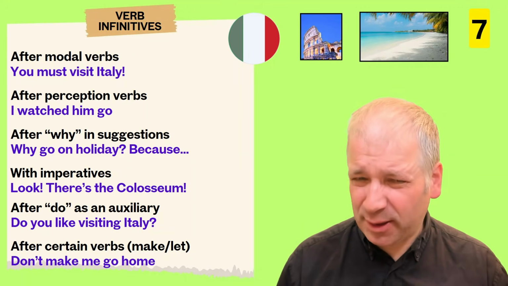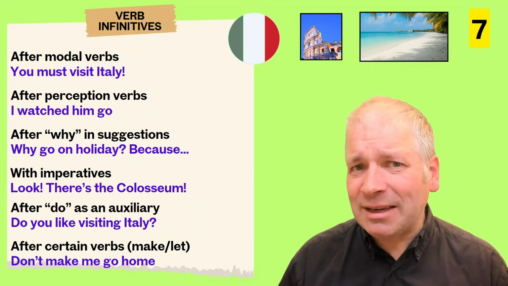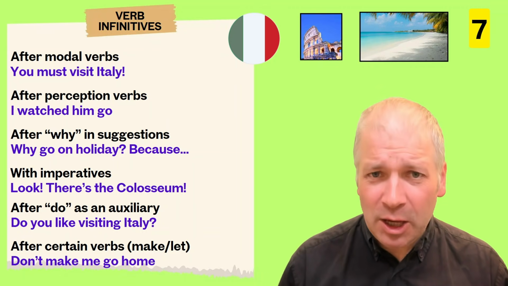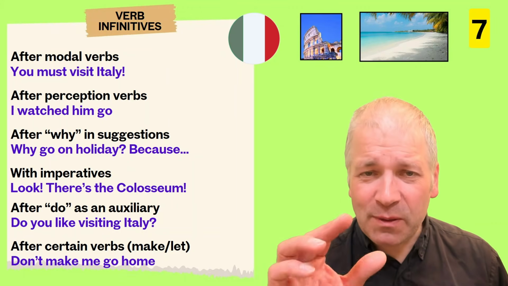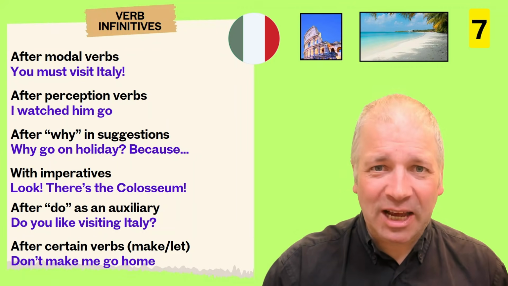And also after certain verbs, we tend to use the infinitive like make and let. There are some others as well. Don't make me go home. So here go is in the infinitive. It's come after make and after an object.